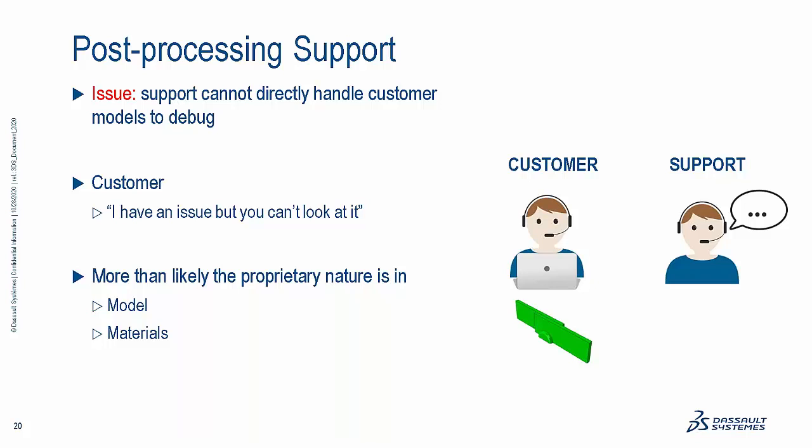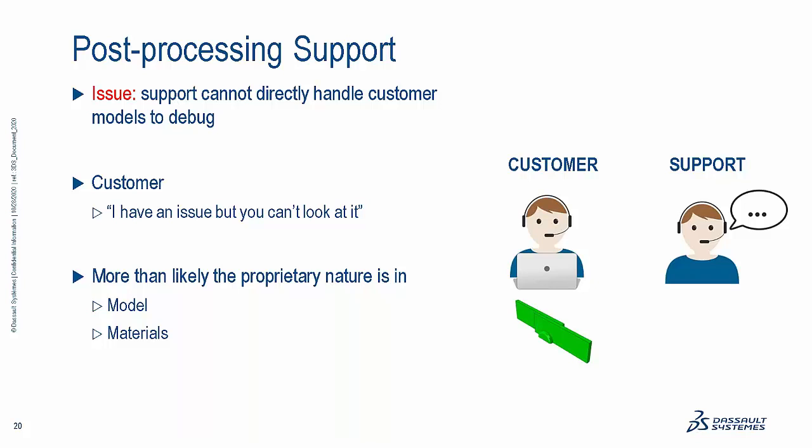But more than likely, the proprietary nature of the model and the reason that the customer doesn't want to give it to us is that you have either a proprietary model where the geometry itself is proprietary, or the materials are proprietary. And if you had the ability to chunk out just the portion of the model that you're interested in, or wipe the material data, you have a much higher chance of getting approval to send that out to one of us. And what that means is that we can take a much faster look at it.